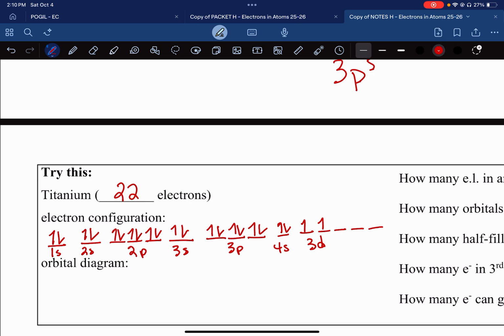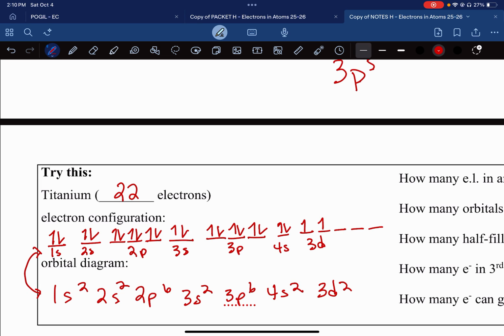Okay, thanks. Okay, so here we go. 1s2, 2s2, 2p6, 3s2, 3p6, 4s2, and 3d2. All right, we're going to just remember that this one on the top is the orbital diagram. I just wrote it in the wrong place. Orbital. And then on the bottom, it's the electron configuration.